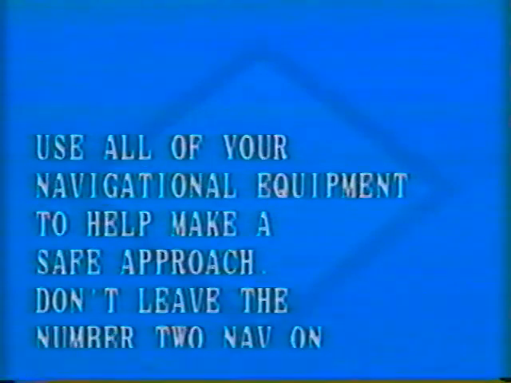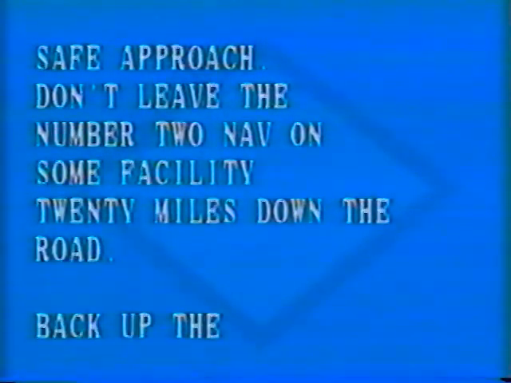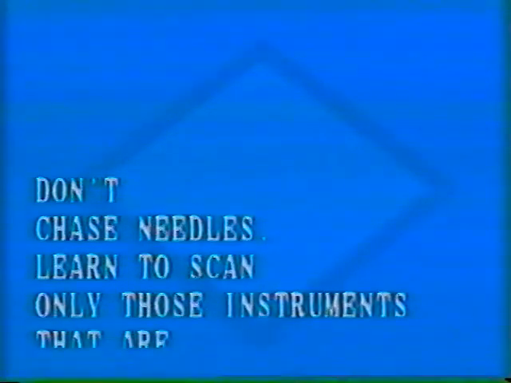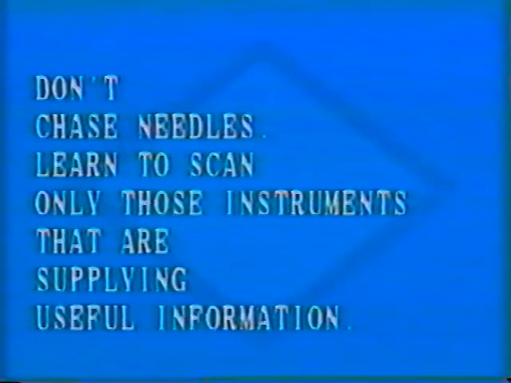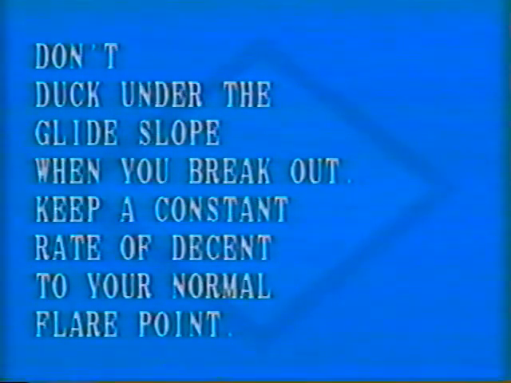Use all of your navigational equipment to help make a safe approach. Don't leave the number 2 nav, for instance, on some facility 20 miles down the road. Back up the primary if nothing else. And don't chase needles. Learn to scan only those instruments that are supplying useful information. Now, don't duck under the glide slope when you break out. Keep a constant rate of descent to your normal flare point.